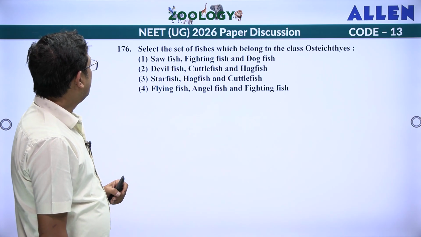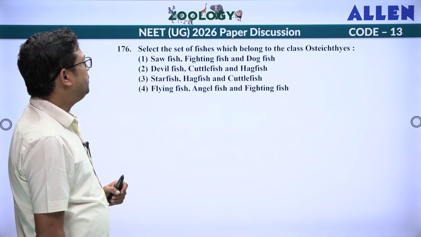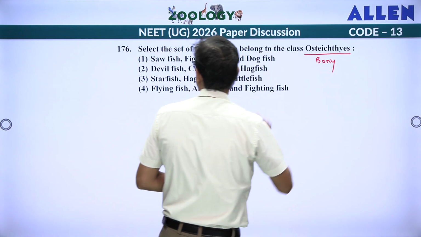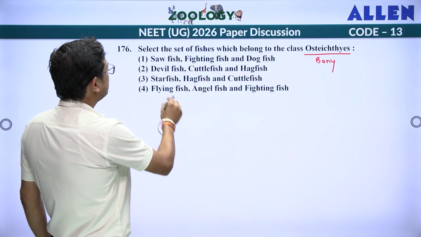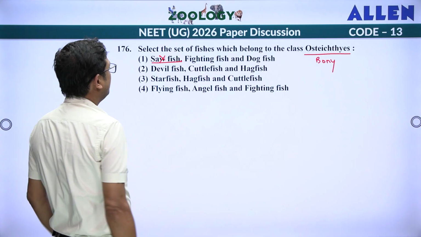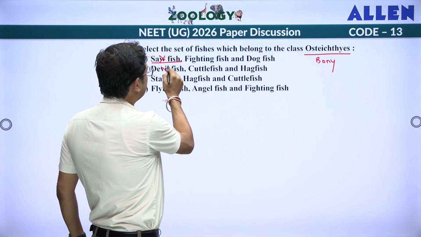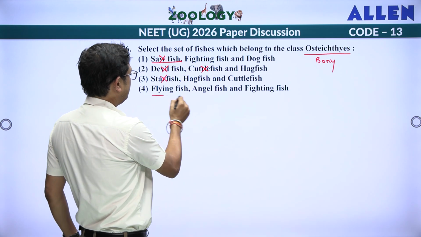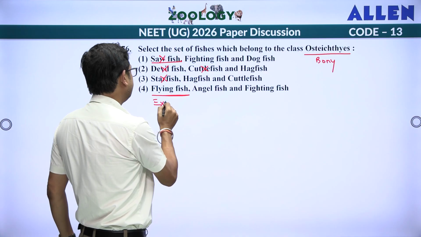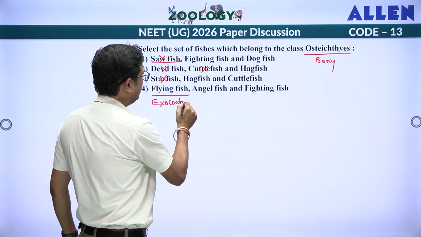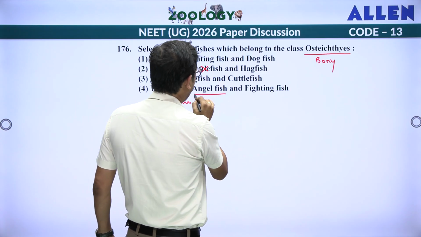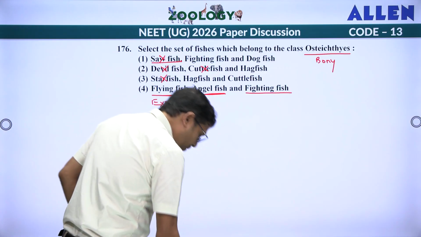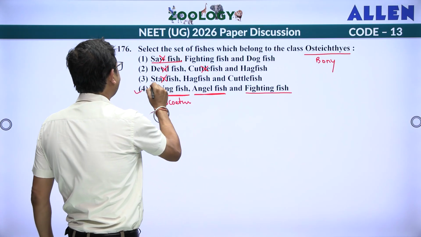Next, select the set of fish which belong to the class Osteichthyes, bony fish. Osteichthyes means bony fish. Okay, so here sawfish, devilfish, cuttlefish, starfish. So it is flying fish. True. Exocoetus, angelfish, pterophyllum, and fighting fish betta. So this is the answer. The answer is the fourth one.